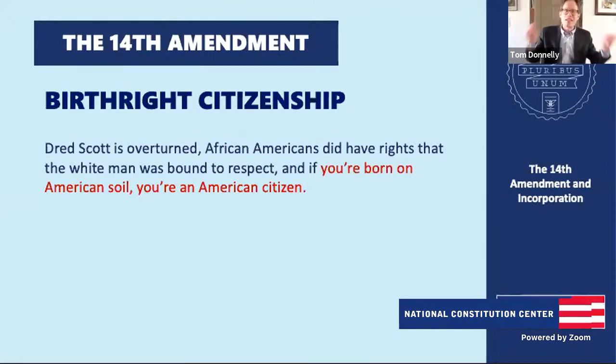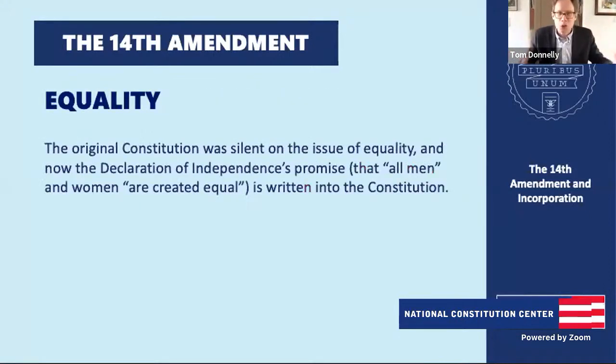The second big idea is equality. And so the thing to remember here is that the original Constitution is largely silent on the issue of equality. And so with the 14th Amendment, we now write the Declaration of Independence's promise of equality into the Constitution. It's now in the text and a key part of the debates that would go forward over what the Constitution means. So that's birthright citizenship, equality.